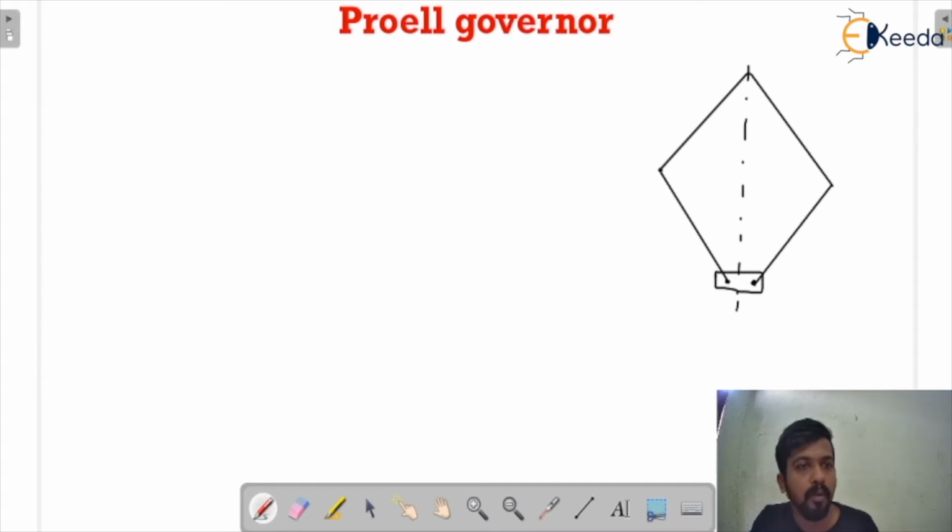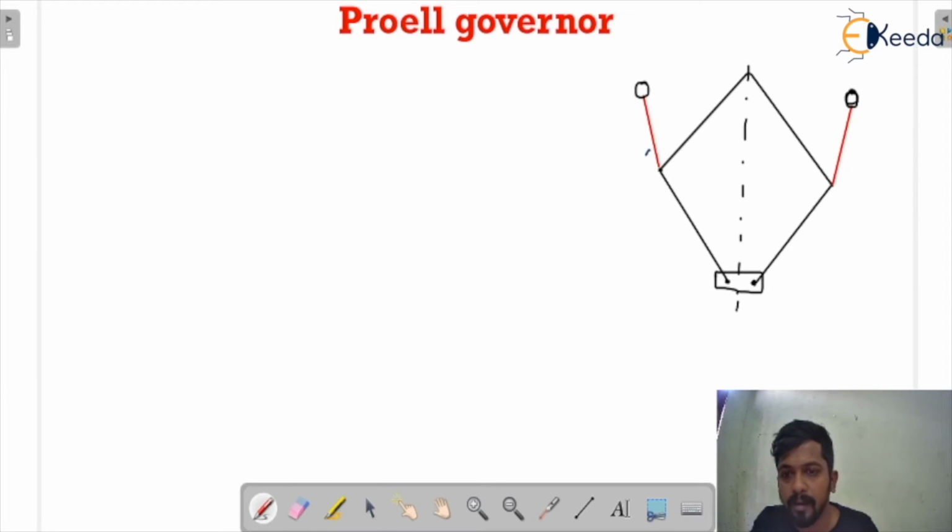Now I am going to show you the difference between the Porter and the Provincial Governor on the basis of the diagram. In the Provincial Governor, there is one more link, which is known as the extension of lower link. This is completely one link, and the mass of the fly ball is going to be attached here. Remember, this is completely one link.